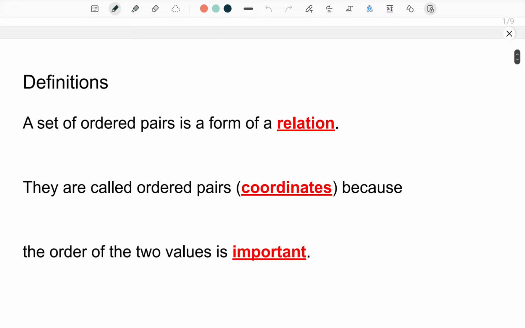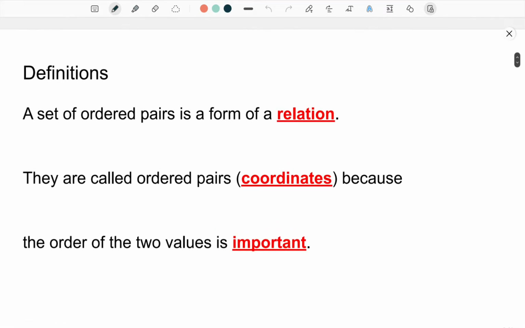And so these are definitions that you can get onto your lesson sheet. So first of all, what is a relation? Well, essentially, sets of ordered pairs, those are what we use to form a relation. So in a sense, an ordered pair is like a coordinate. So (2, 3), (x, y).